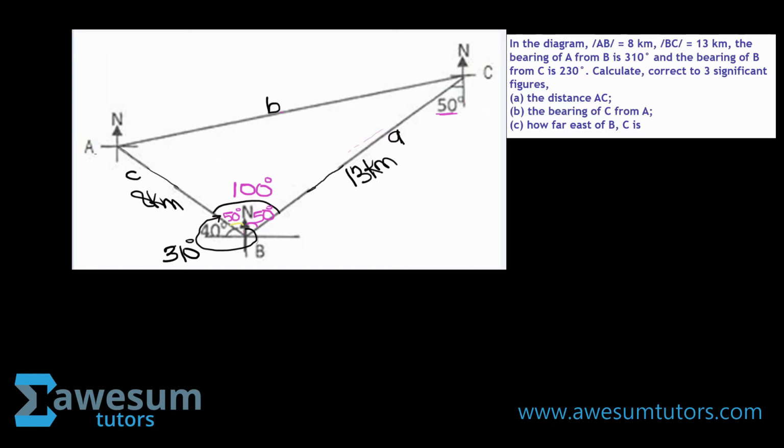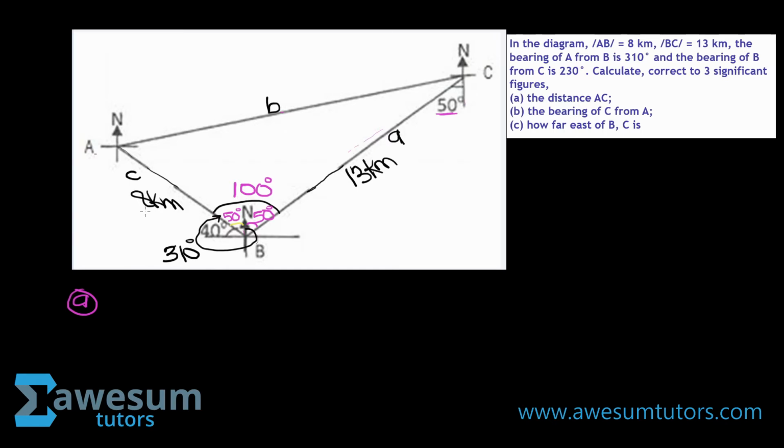Okay, very good, guys, very good. So now we've been able to get this angle right here, 100 degrees. Very good. Now the first question says to find distance AC, which is this B. If you remember your cosine rule very well, you realize that now we should be able to find B, because we already know the angle facing B, facing this side.